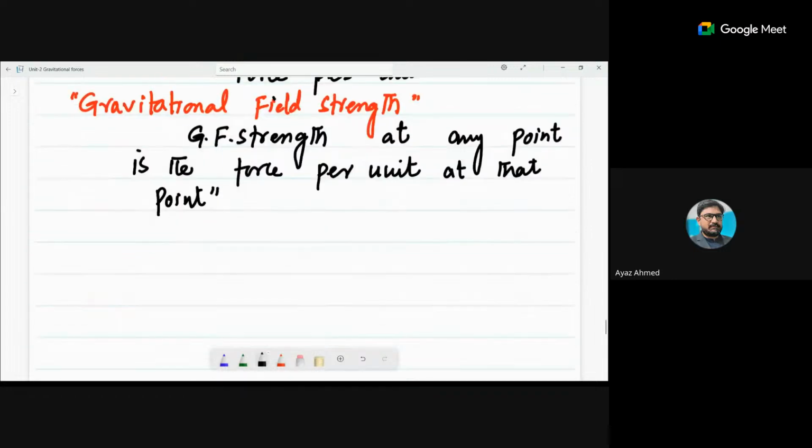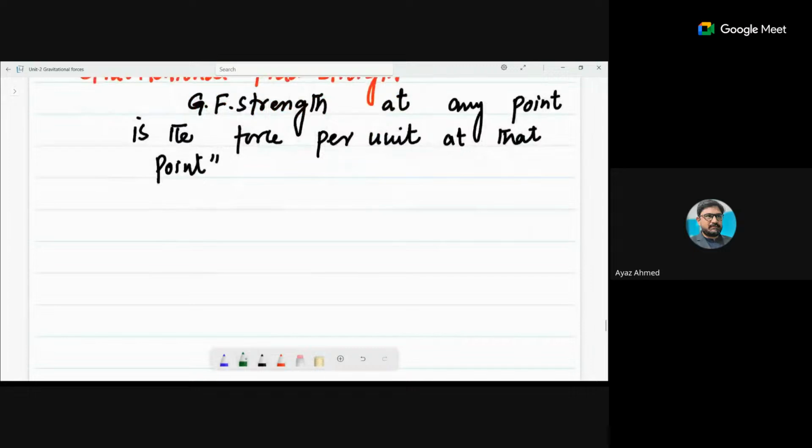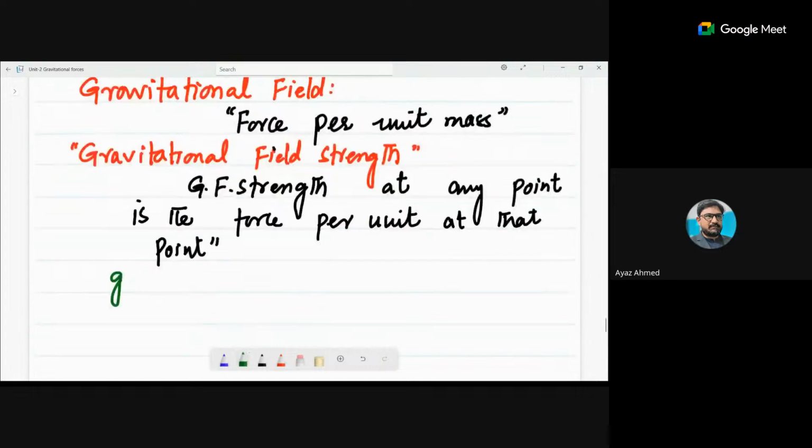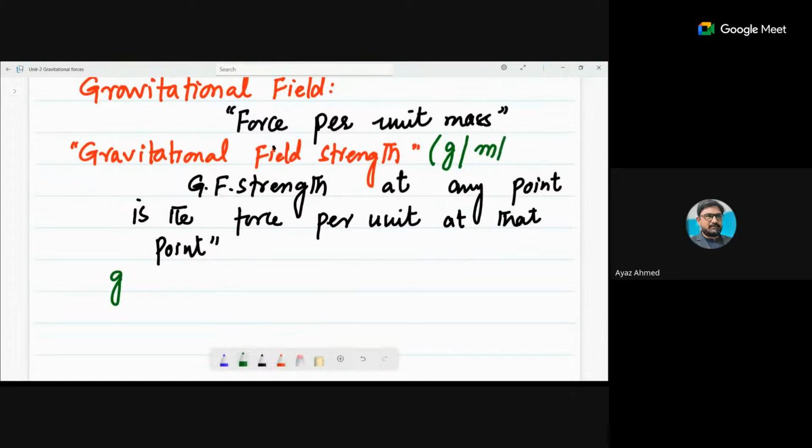What you have to remember for all this is that gravitational field strength is represented by g, and let me write it here. Its unit is either meter per second square or Newton per kg. Both are valid. I will explain both of them for you.